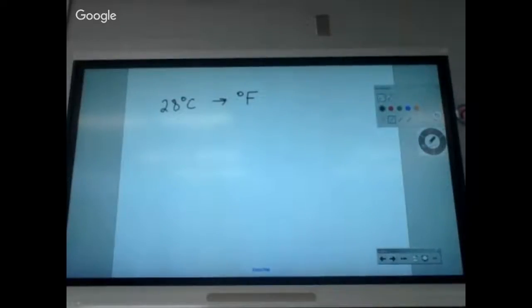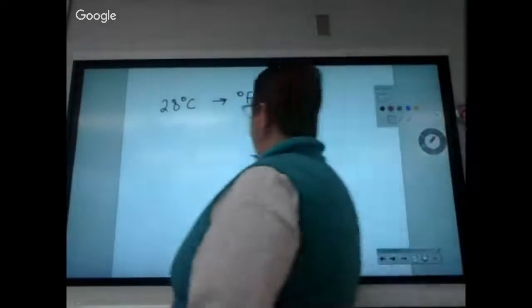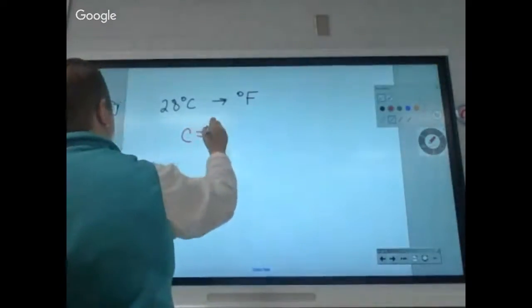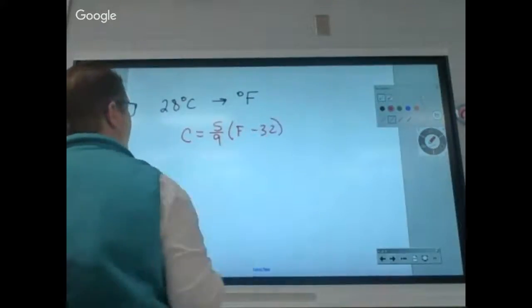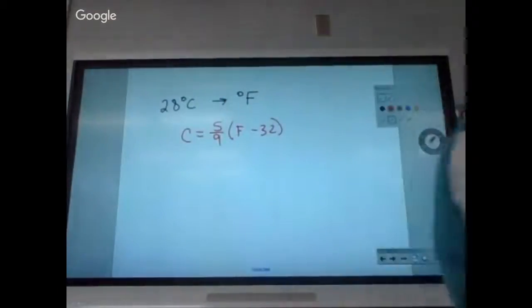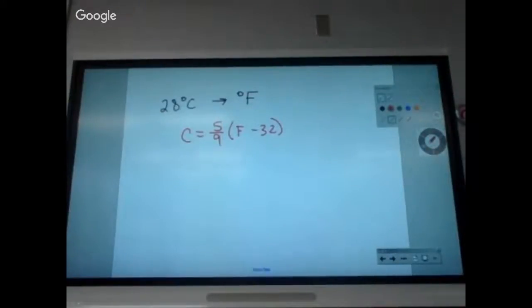Okay, so if we have 28 degrees Celsius and we're changing to Fahrenheit, all right, what formula would we need? Correct. All right, so do we know how to do it? Yes. You want to give it a shot? All right, y'all try it. See what you come up with. A lot of you can do it on your own. Do it the way I showed you.